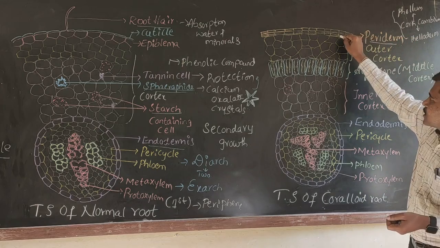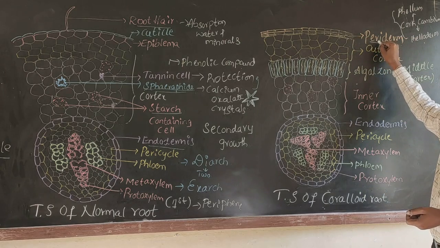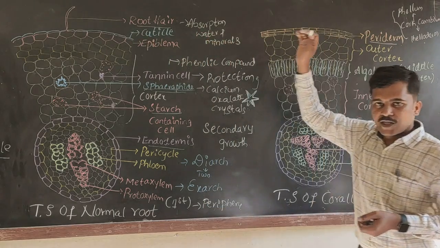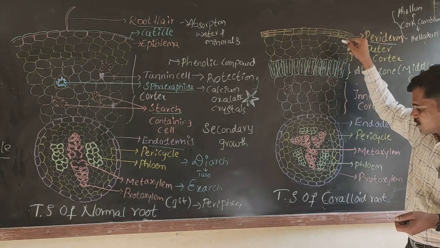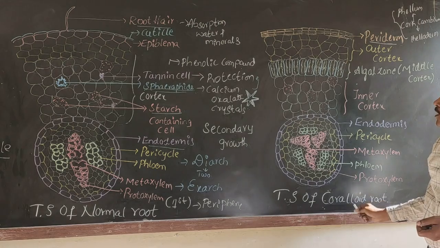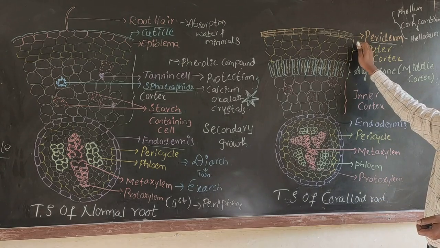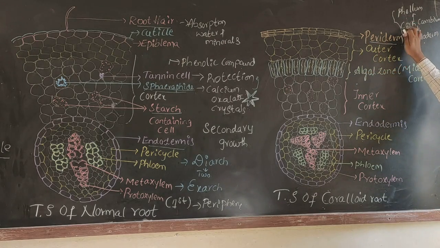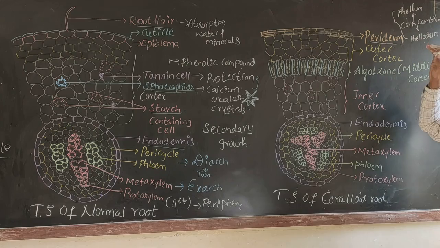Because of the extensive division of these cells of the periderm, the epiblema and the cuticle disappear in the case of coralloid roots. So the outermost layer of the coralloid root mainly consists of periderm. Phellem, cork cambium and phelloderm together are called the periderm.